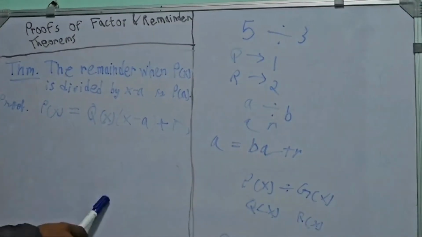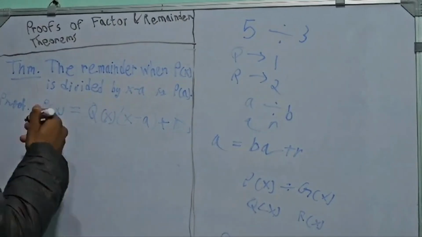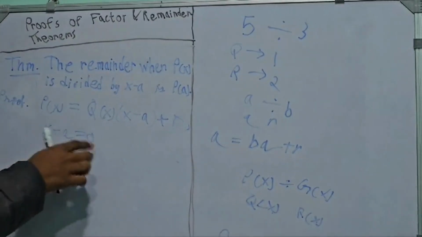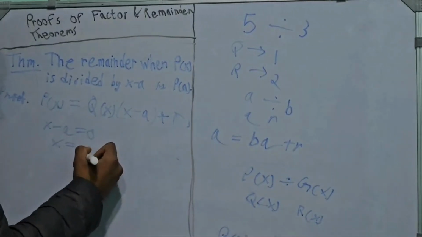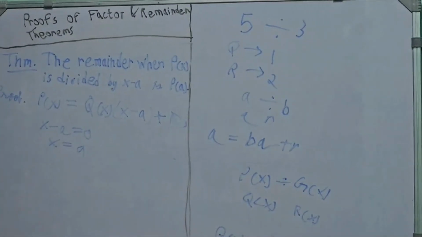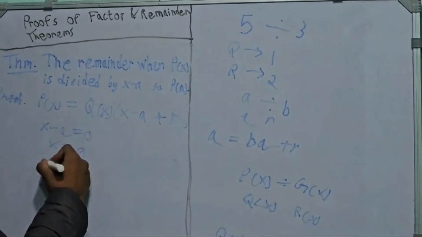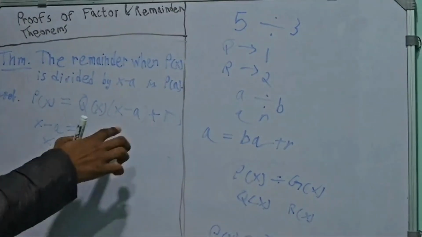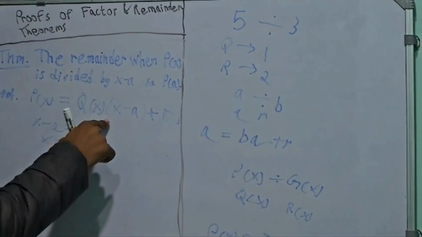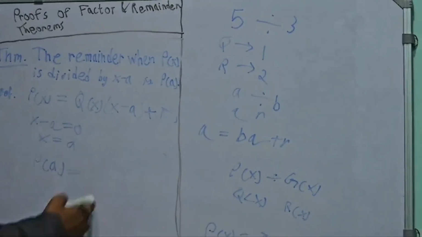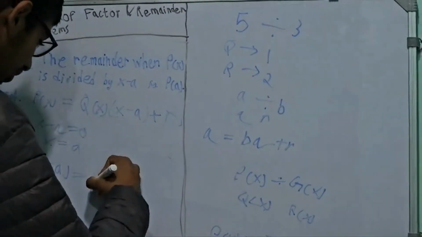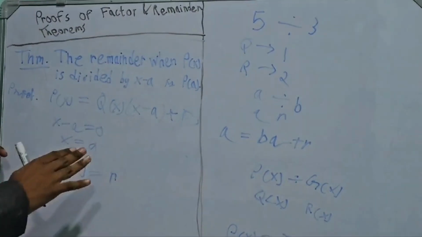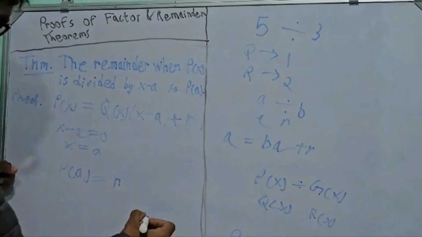So we want to make this 0, so we can get r in terms of p of x. So if you want to make this 0, we can simply make x minus a 0. So if x minus a equals 0, then obviously if we add a to both sides, we get x equal to a. So as soon as we do that, p of x will become p of a, since x is equal to a. This term will become 0. So q of x into 0 will simply be 0, and what will be left is the r, which is the remainder. So the remainder when p of x is divided by x minus a is p of a, and this completes our proof.